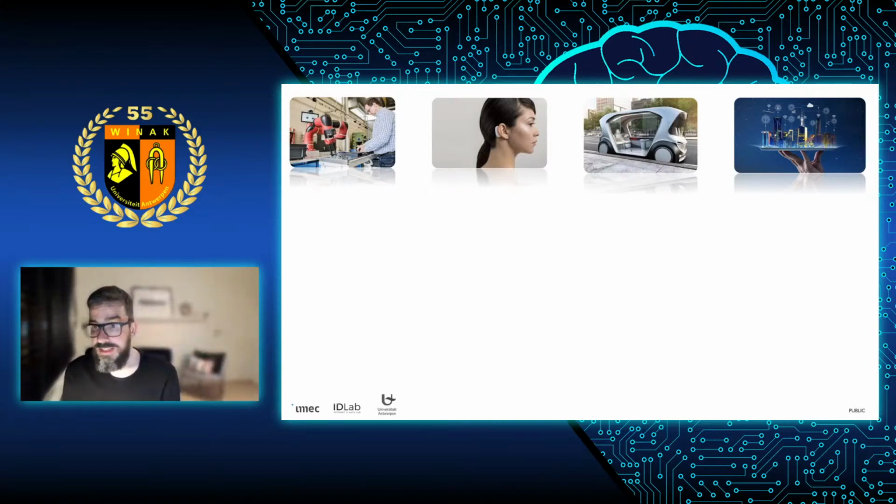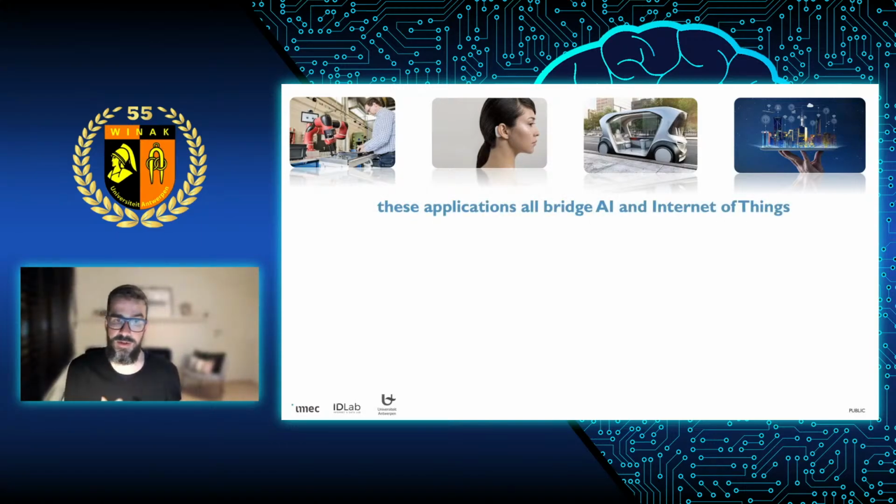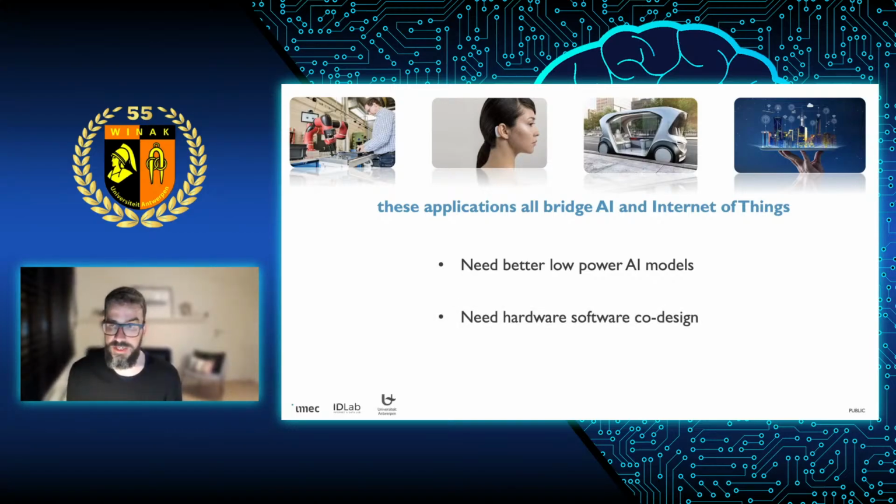Well, these are definitely applications which are in the making, but these are applications that all bridge AI and Internet of Things. And so it's super important that we build better low-power AI models in the future as well. And the only way we can do that is by doing hardware and software co-design together. If we really do this, we can build really complex models because of that.